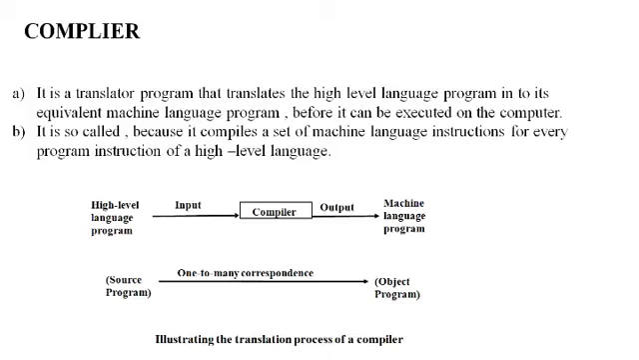That high level program is converted into its equivalent machine language program before it can be executed on the computer. So the compiler only converts the high level program into its equivalent machine language program. Later the computer processor executes that machine code. It is so called because it compiles a set of machine language instructions for every program instruction of high level language. If we talk about the diagram, the input to the compiler is the high level language program and the output is the machine language program, which is later executed by the computer processor.